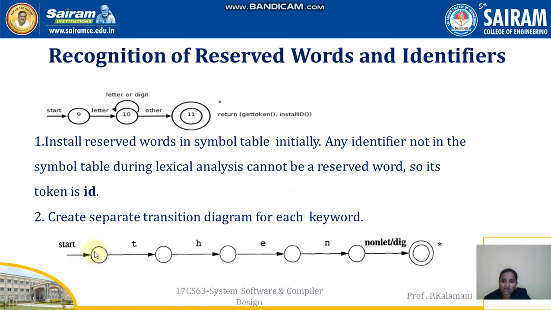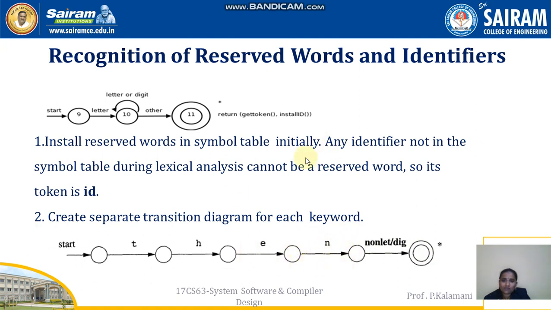If means it will come start, I, F, then non-letter or digit. So only it will contain 1, 2, 3, 4 states. Always we know this is the starting state, ending state. Ending state will be represented by double circle. Starting state will be represented with start label. Okay, the star indicates backtrack. So suppose it will identify after then there is some space or something, it will go back one step, then it will recognize this as a keyword.